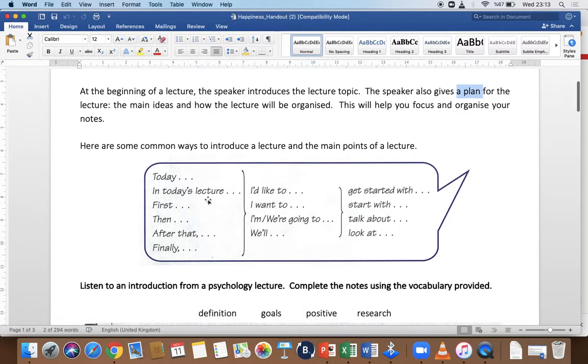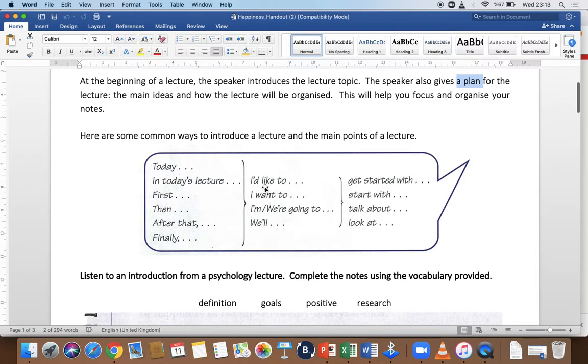In today's lecture, first, then, after that, finally, I'd like to, I want to, I'm going to or we are going to, we will, get started with, start with, talk about, look at. So when you hear these phrases, you should be ready to catch the topic and the organization of the lecture.